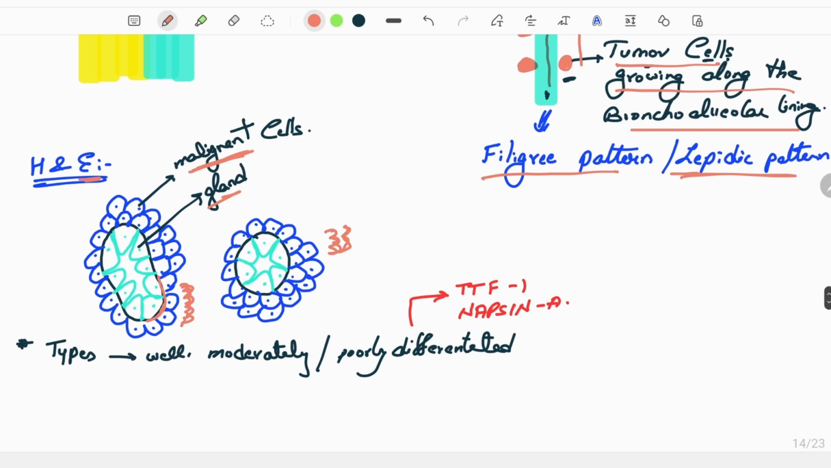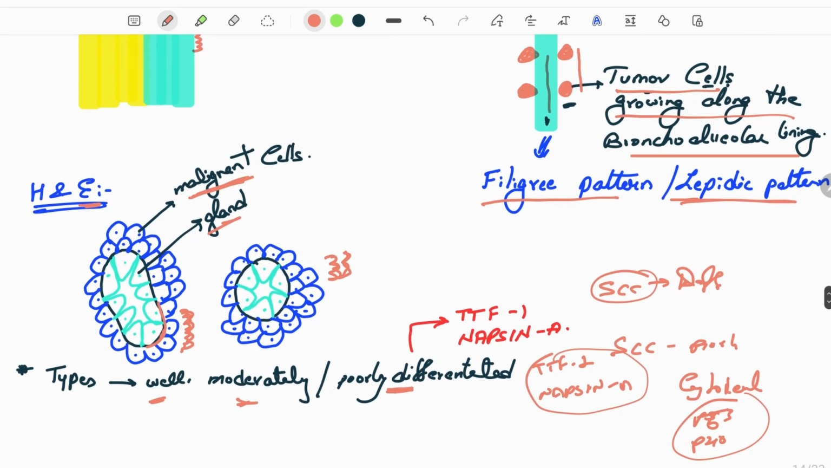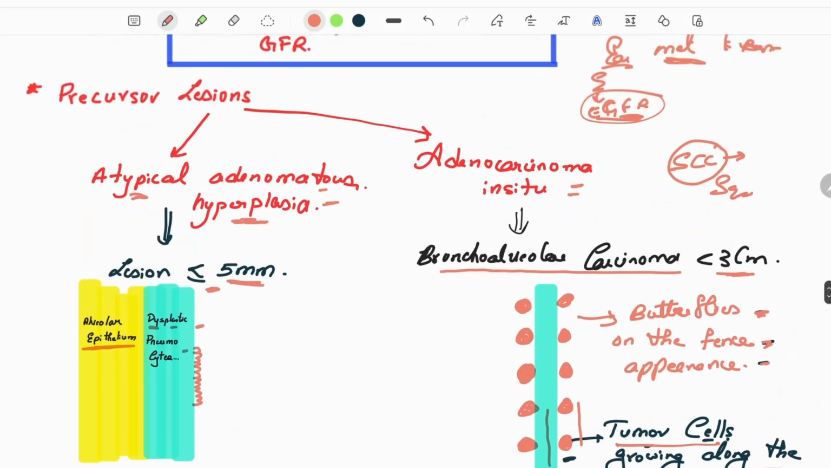There are also types in this. We have well differentiated, moderately differentiated and poorly differentiated. In squamous cell carcinoma, in poorly differentiated, we can observe it by cytokeratin, P53, P63 and P40 markers. Here we can observe these by TTF1 gene and napsin A. So, these are the identification features. So, this is all for adenocarcinoma of lung.